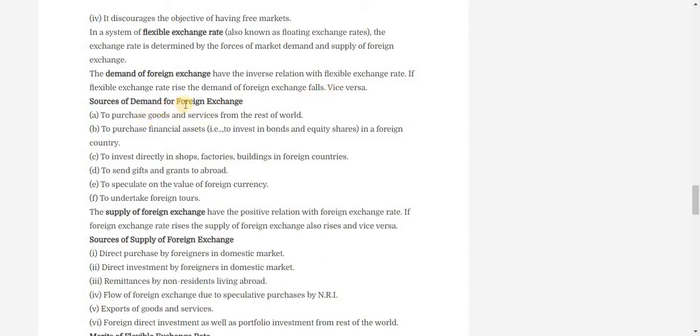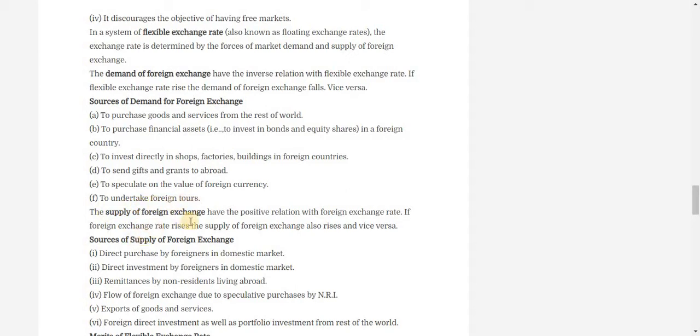Sources of demand for foreign exchange. A. To purchase goods and services from the rest of the world. B. To purchase financial assets, that is, to invest in bonds and equity shares in a foreign country. C. To invest directly in shops, factories, buildings in foreign countries. D. To send gifts and grants abroad. E. To speculate on the value of foreign currency. F. To undertake foreign tours.